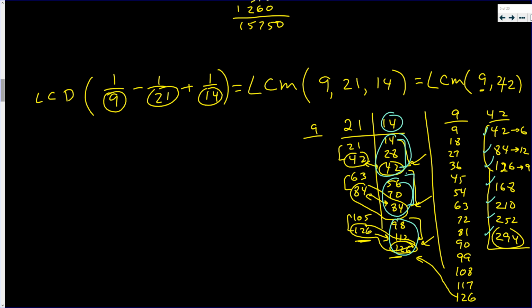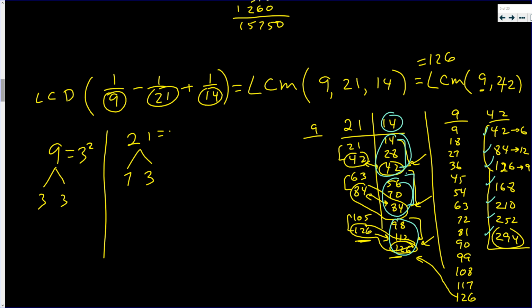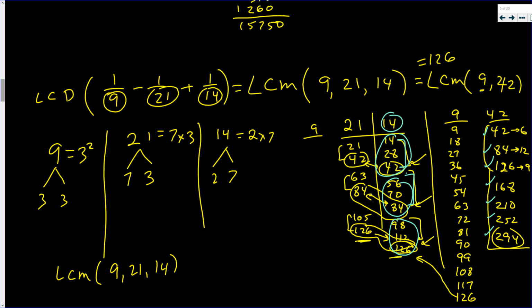Okay, so we just found out that the answer is 126. Factor trees, 9. Let me rewrite that. 9 is 3 times 3. Not hard at all. 3 squared. 21, not bad either. It's 7 times 3, done. 14, 2 times 7. So the LCM of 9, 21, and 14.